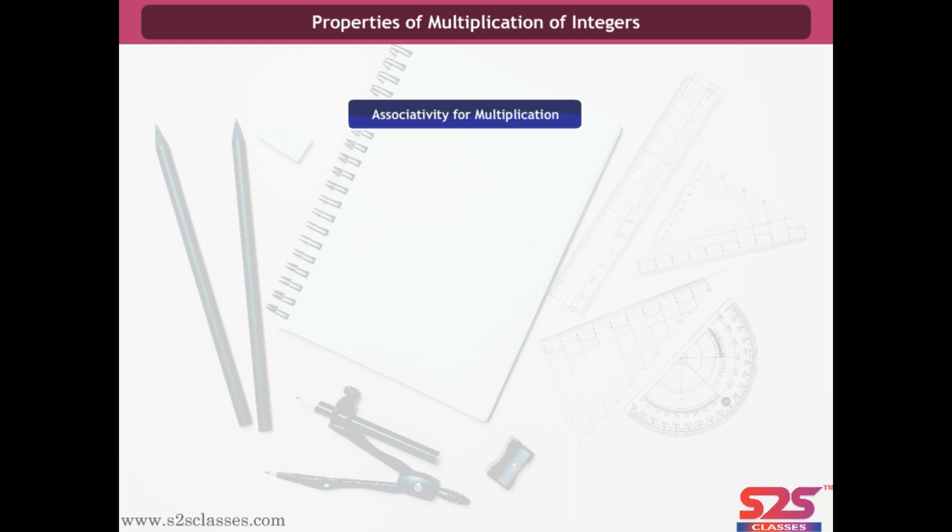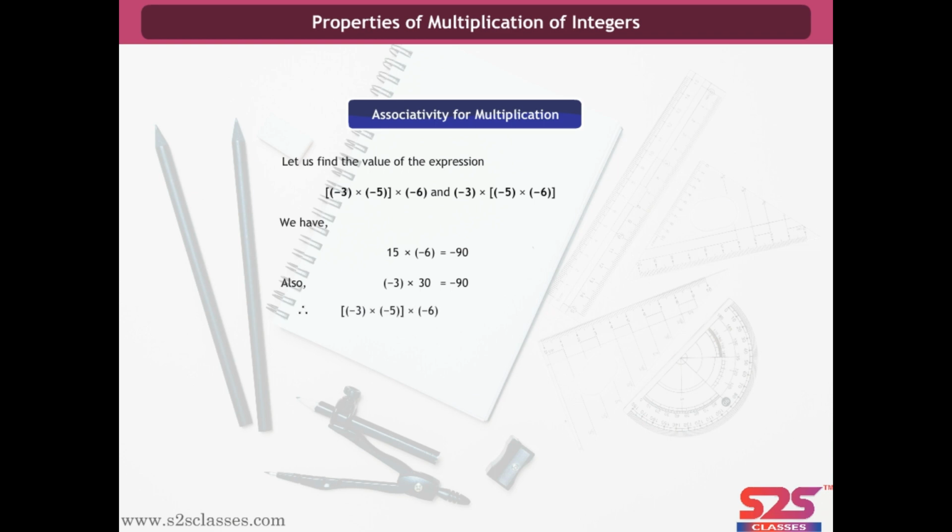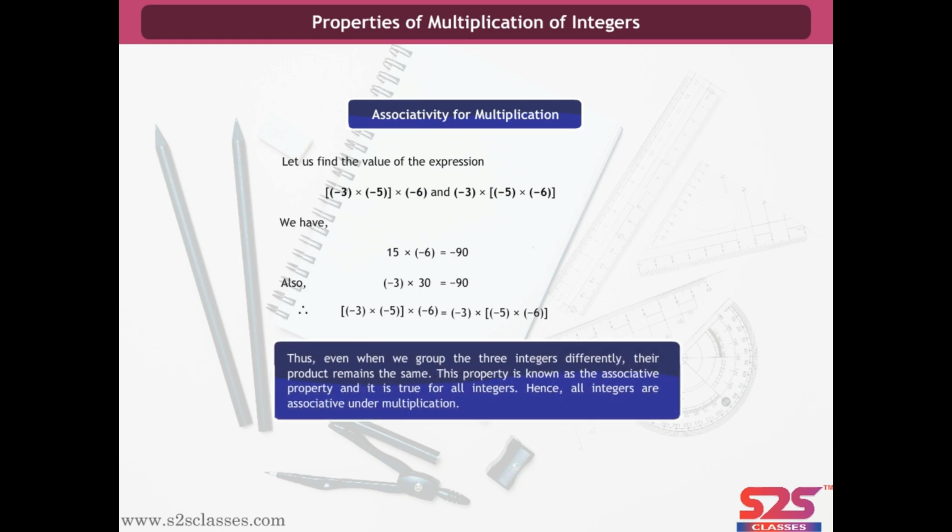Associativity for multiplication. Now, consider the integers -3, -5 and -6. Let us find the value of the expression (-3 × -5) × -6 and -3 × (-5 × -6). We have 15 × -6, which is equal to -90. Also, -3 × 30 is equal to -90. Therefore, (-3 × -5) × -6 is equal to -3 × (-5 × -6).